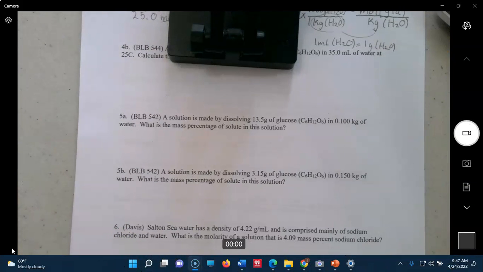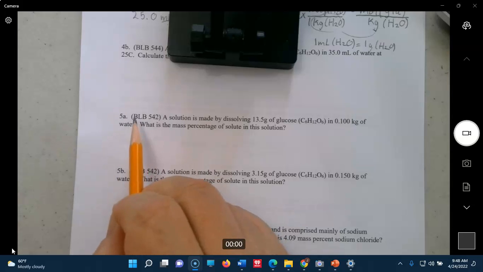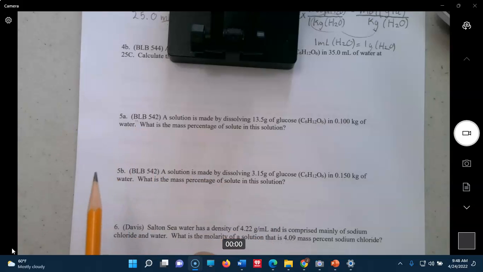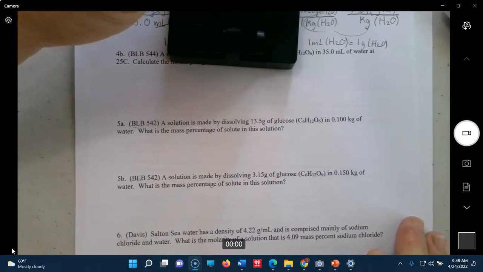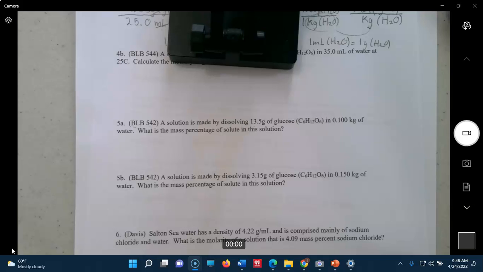Okay, now we move down to 5a. By the way, BLB is the AP Chemistry textbook. It's a college level textbook, Brown, LeMay, Bursten, 542. So you're doing problems from well into a college level textbook here. Okay, these are not meant to be simple problems.